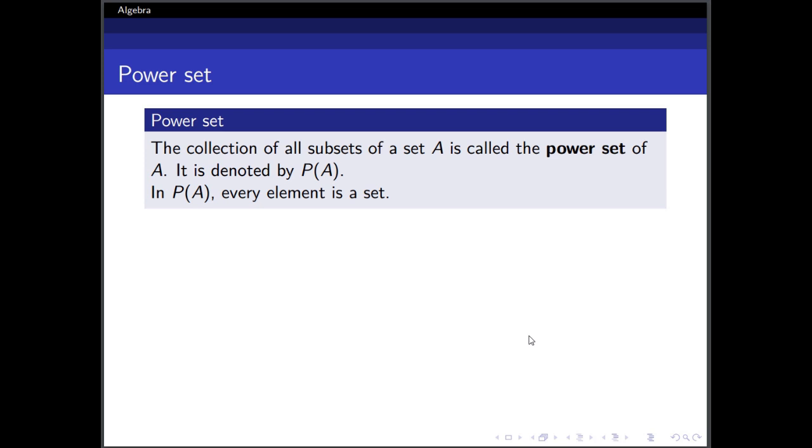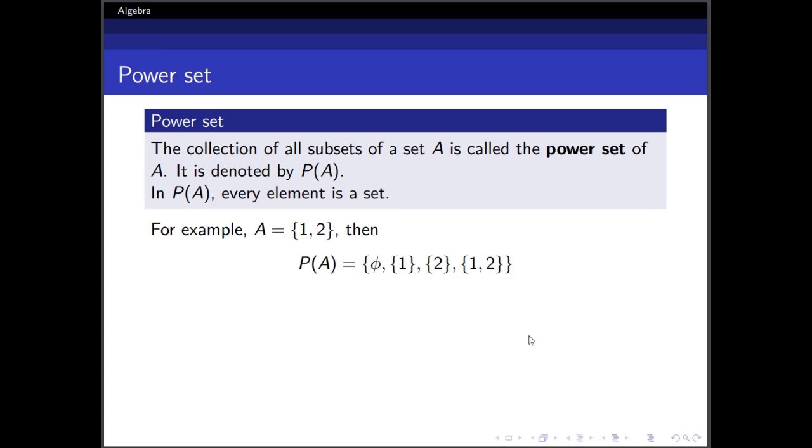Power set is defined as the collection of all subsets of a set A is called the power set of A, and it is denoted by P of A. Basically, in P of A, every element is a different set. For example, if A is equal to {1, 2}, then its corresponding power set will contain exactly 4 elements, and these are empty set. Empty set is always a subset of A. Then singleton {1}, singleton {2}, and set A itself.